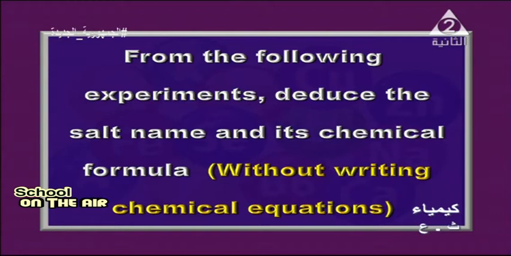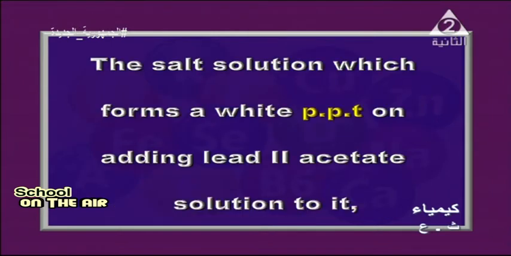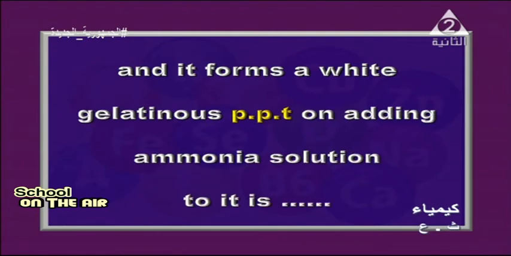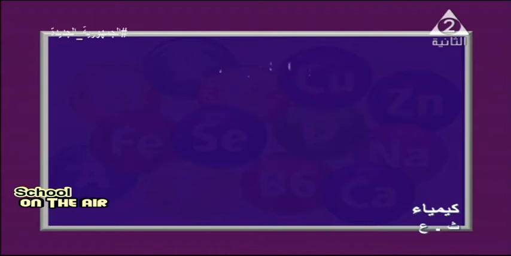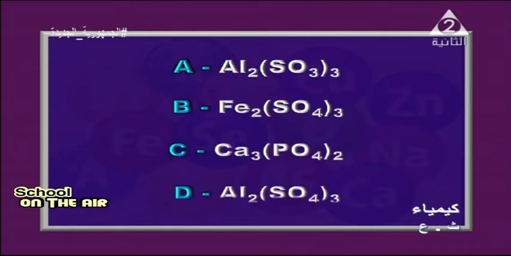Next type of questions. From the following experiments, deduce the salt name and its chemical formula without writing chemical equations. The salt solution which forms a white precipitate on adding lead acetate solution, and forms a white gelatinous precipitate on adding ammonia solution, is what? Is it aluminium sulfate, iron 3 sulfate, or calcium phosphate? If you think about it, yes, it will be aluminium sulfate salt.